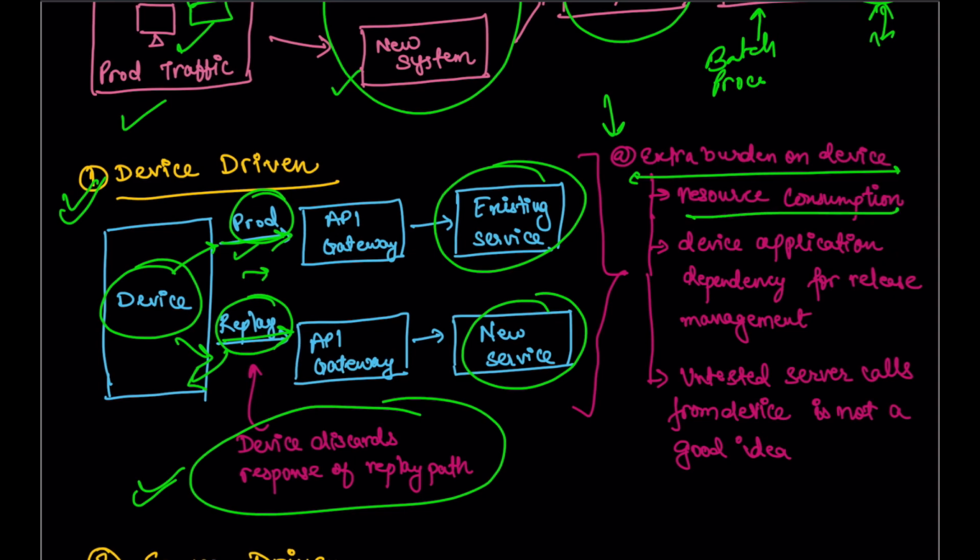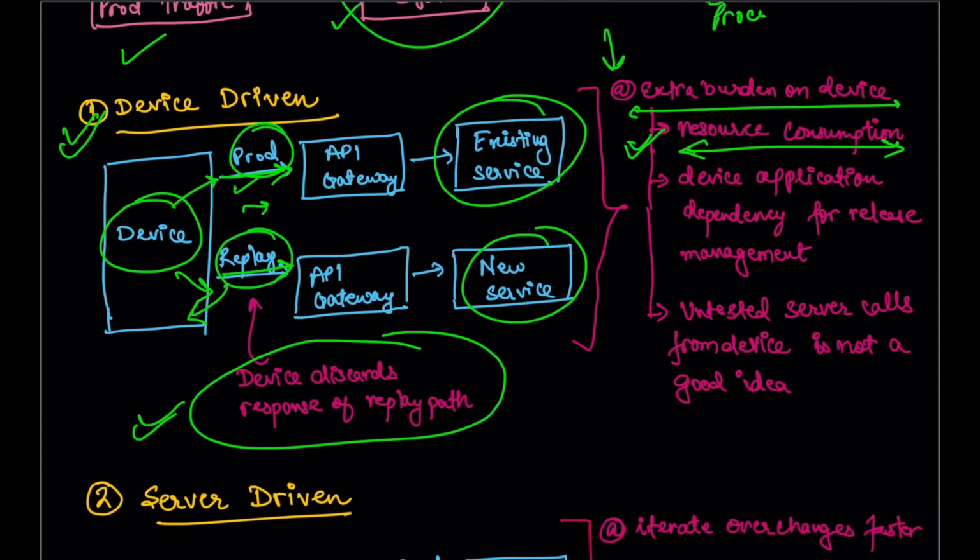One is resource consumption, right? Why resource consumption? This device is actually responsible for sending traffic to two places, so you are consuming more resources than required. You are adding extra burden by adding more resource consumption. What is the second point? The second point is device application dependency for release management.